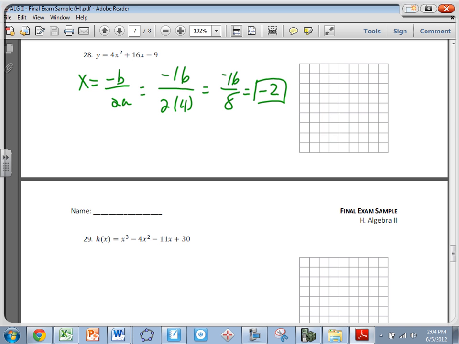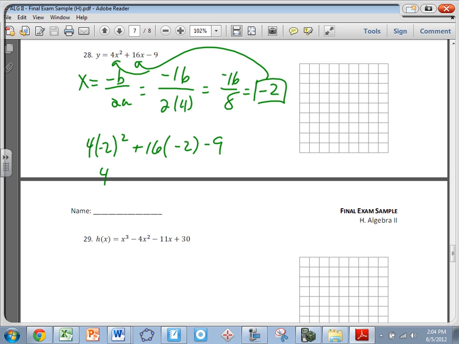If I want the vertex, I take that negative 2 and plug it back in. So to find the vertex, or the y-coordinate, we say 4 times negative 2 squared plus 16 times negative 2 minus 9. Again, I'm taking this negative 2 and plugging it in to get the vertex.